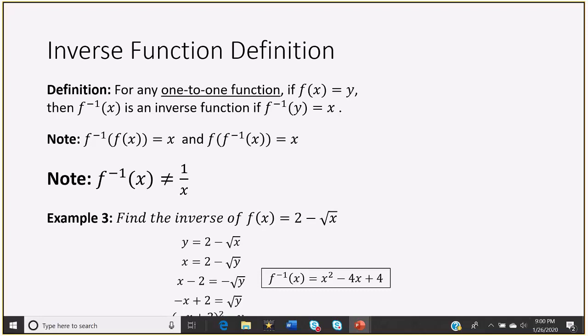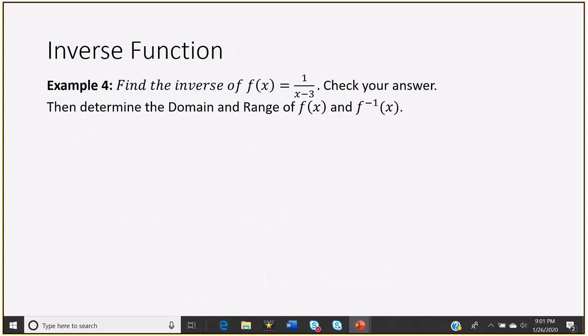And that is the inverse of my function. This one does take a little bit of work, but if I wanted to, I could plug this into my f of x function and I should get x back. Or I could plug f of x into this function, and I would get x back. So let's see that again.